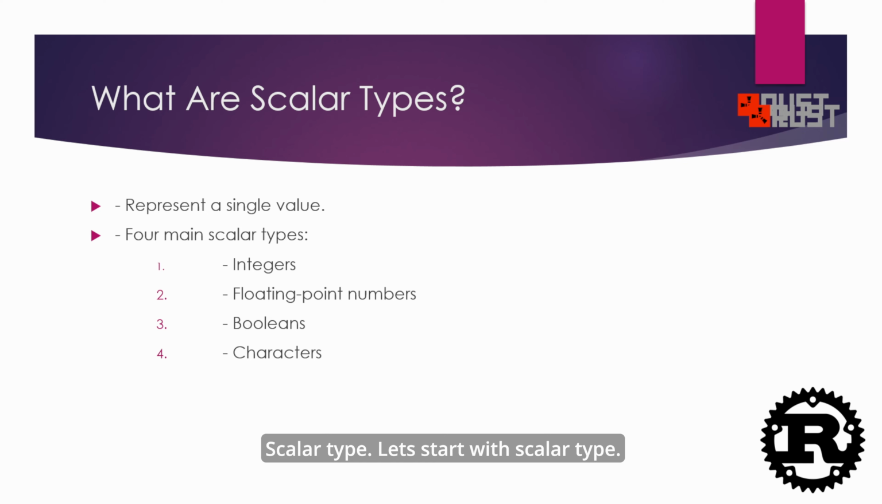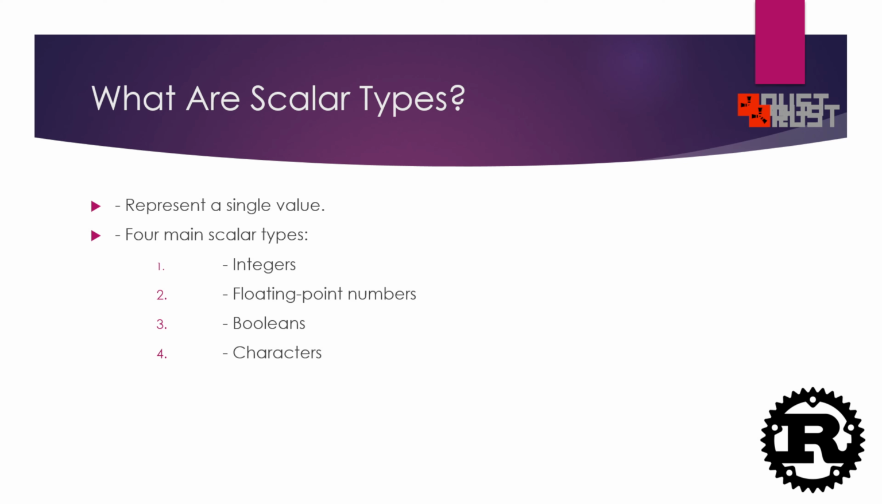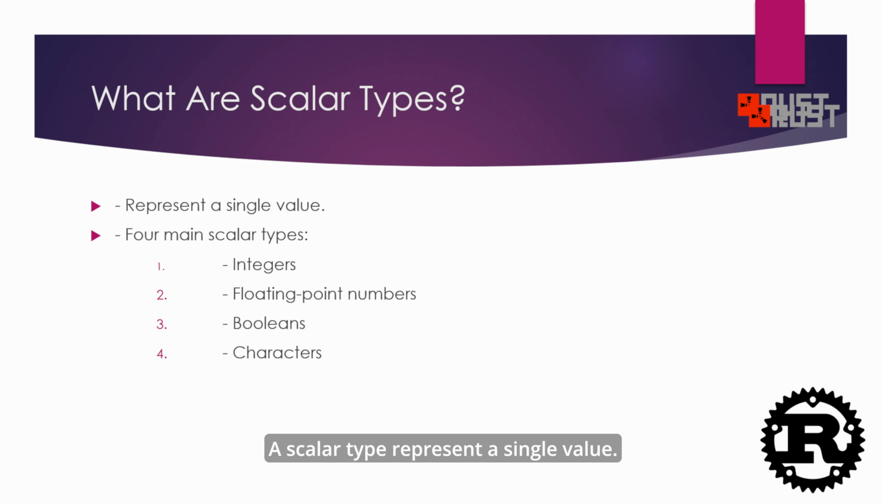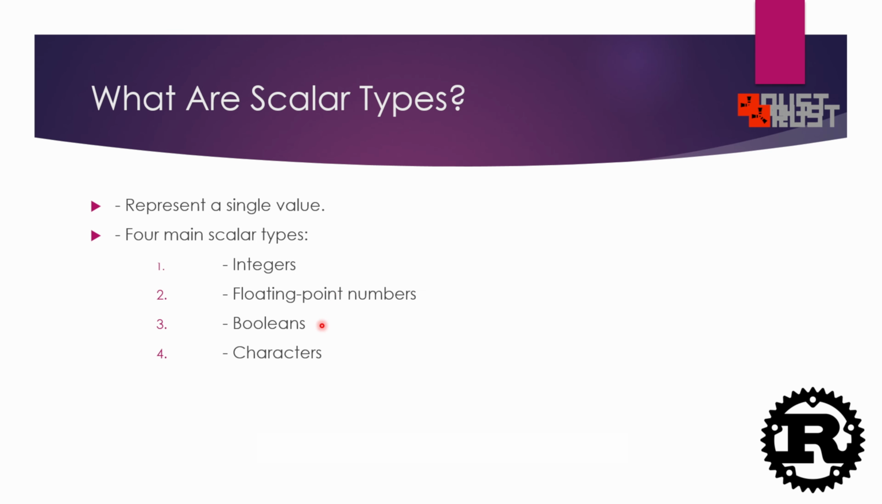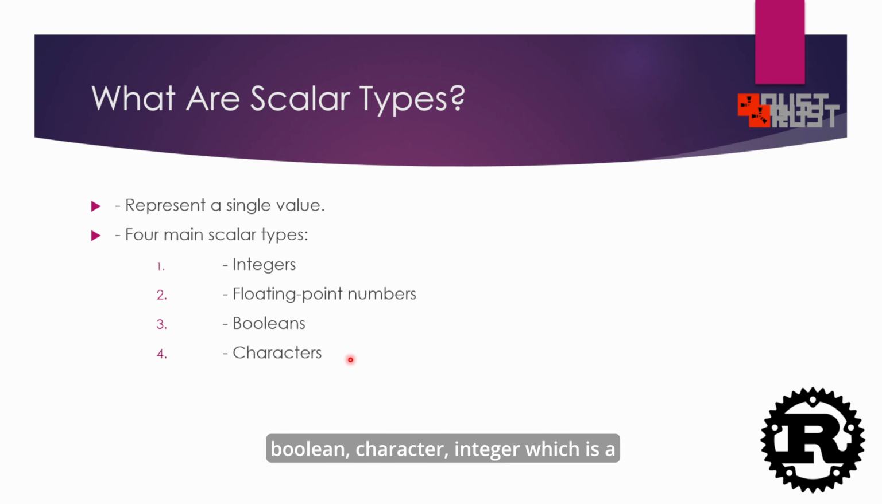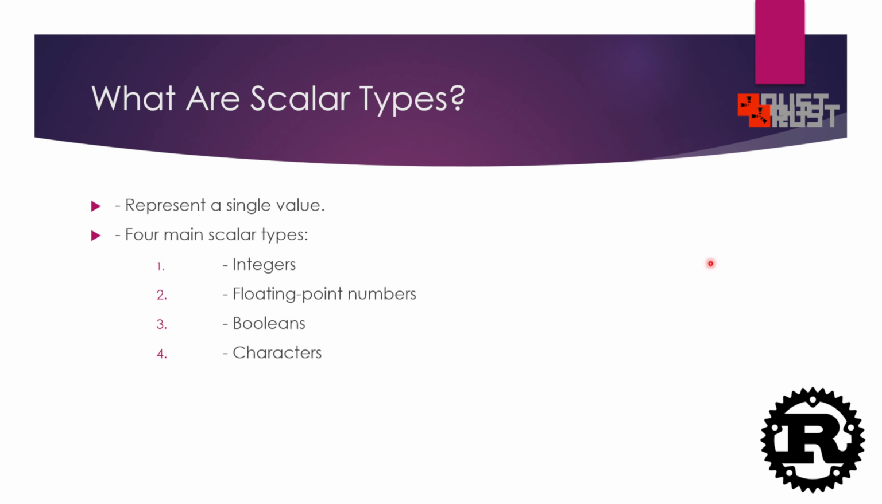Scalar types. Let's start with scalar types. A scalar type represents a single value. Rust offers four primary scalar types: integer, floating point number, boolean, and character. Integer, which is a whole number. Floating point number for decimals and fractions, boolean for true and false, and character, which includes letters, symbols and even emojis.